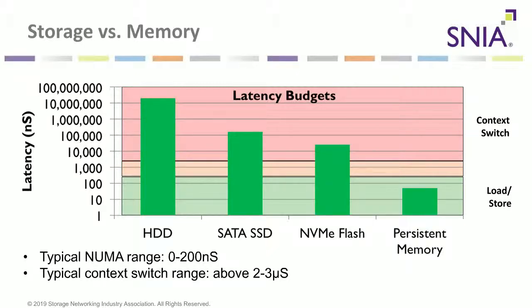So here, what I'm showing is the spinning media, that is the hard drive, and going all the way to SATA SSD, NVMe SSD, and persistent memory. If you look over here, the latency on spinning media is very high, because you are reading as a block device from this, and also it is a spinning media.